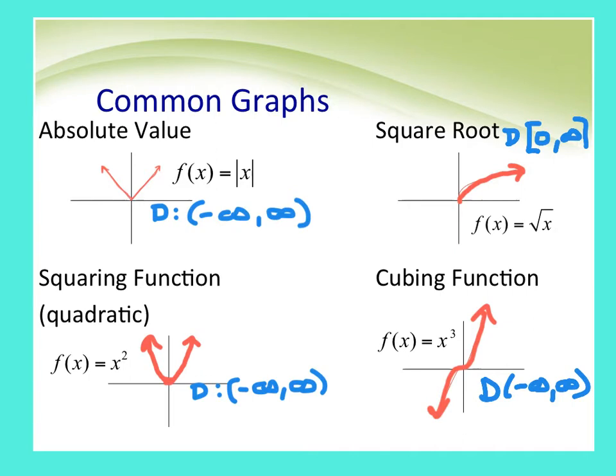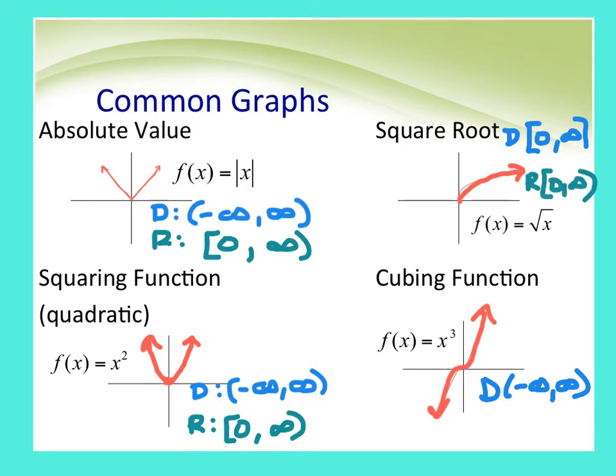If I go back and fill in range for each of these, what's the range on absolute value? What's the lowest y? 0. What's the highest y? Same thing for my quadratic. Same thing for my square root. Cubic function is the only one that's different. This one has negative infinity to positive infinity because the arrow points down and up.